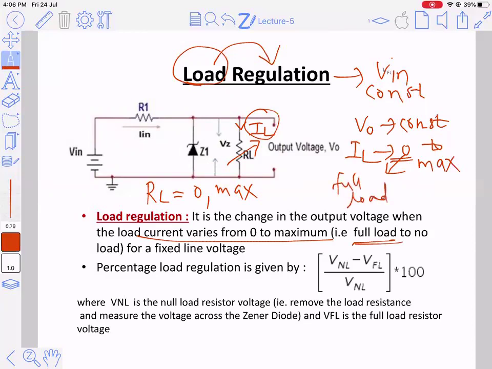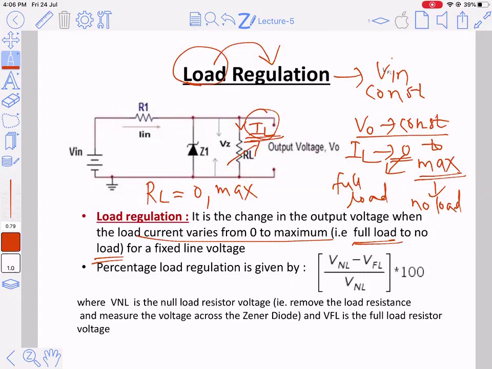Full load. When the current is maximum, that means your RL is not less there. There's no load. So what is the definition of load regulation? Your output voltage should remain constant when your IL is varying from 0 to maximum, that is full load to no load.